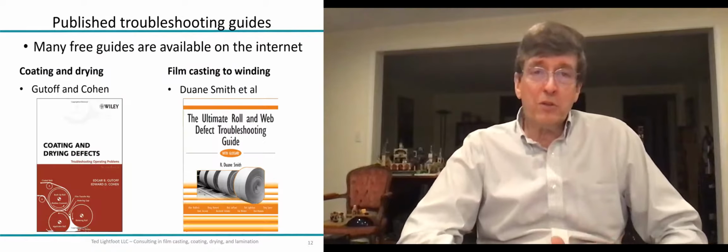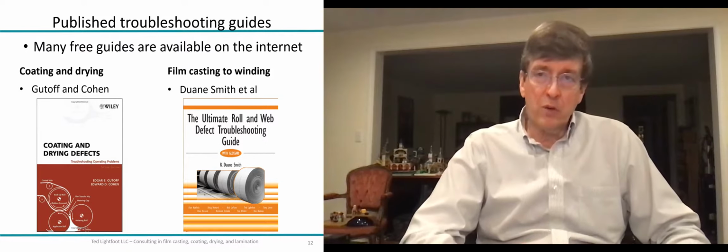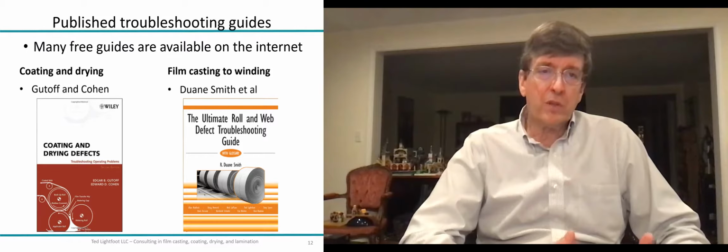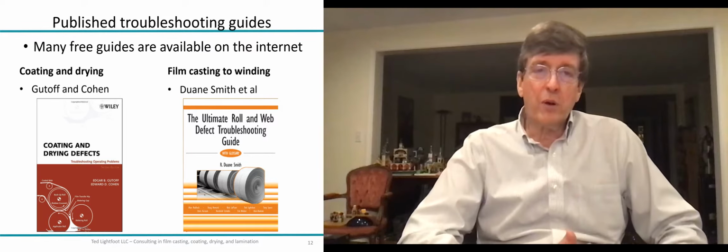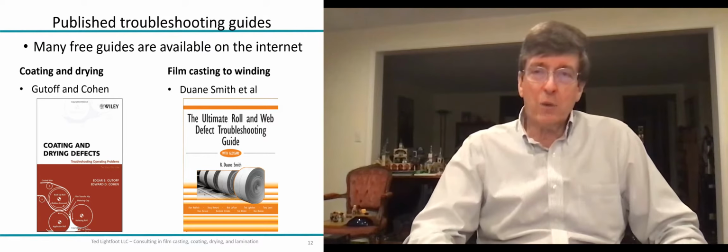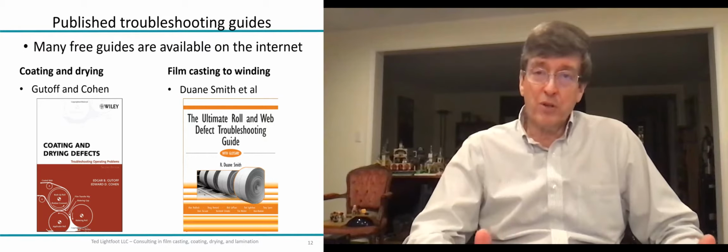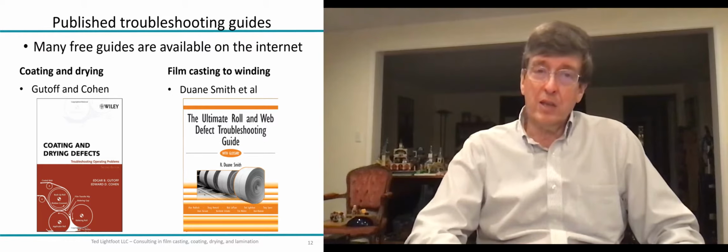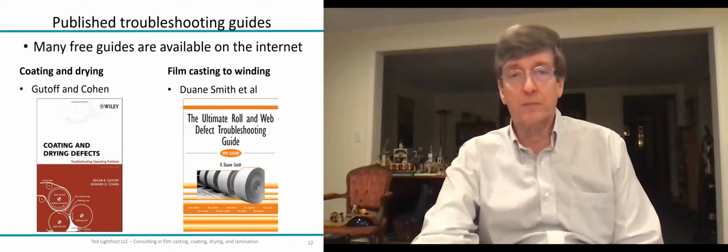In terms of published troubleshooting guides, there are a ton of them on the internet. There are 2 books, which I think every organization should have. Cohn and Gutoff is specific to the coating and drying process, and so that's the most germane to what I'm talking about today. The book by Duane Smith et al. covers film casting to winding, actually covers paper making to winding too. And so it has a much broader scope. It's not as focused, but it has a bunch of stuff in it that is not in the Cohn and Gutoff. So I think really you want to have both books available.